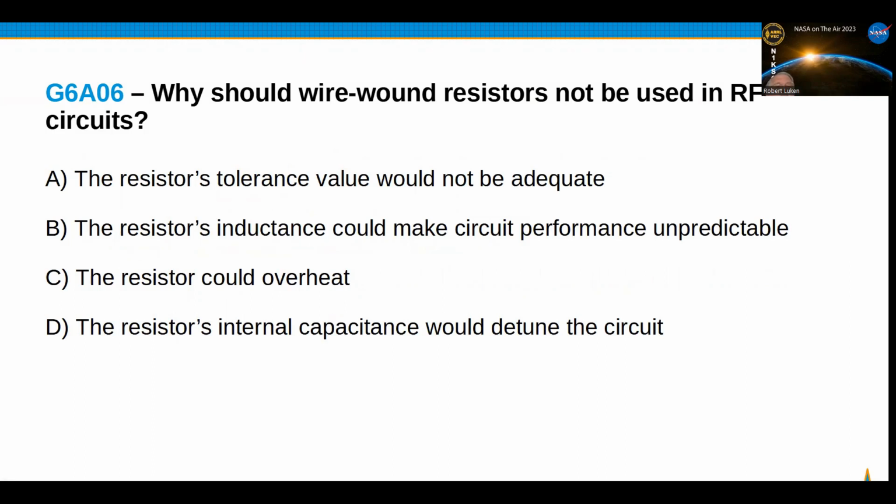So we started without you? That's fine. You did this one. Wire wound resistor. Why shouldn't you use a wire wound resistor in an RF circuit? It adds inductance. Okay. Why is that bad? Because it changes the resistance with frequency.